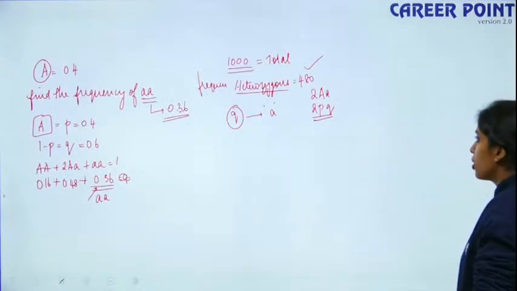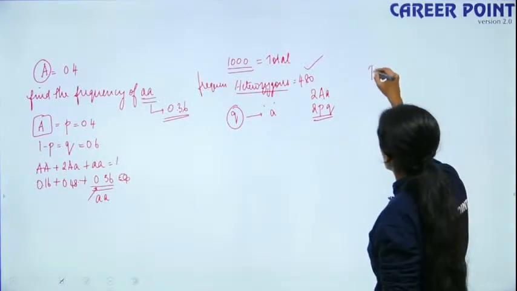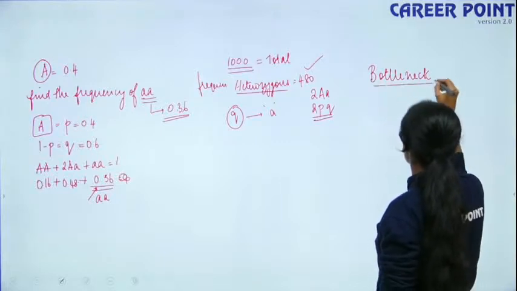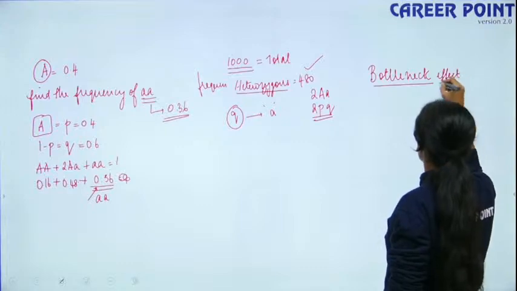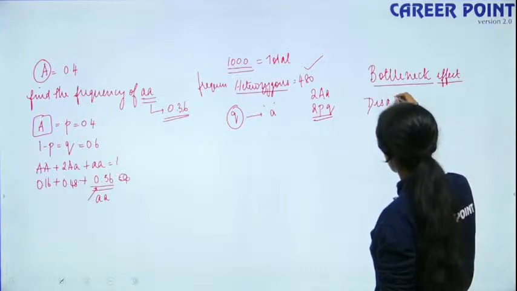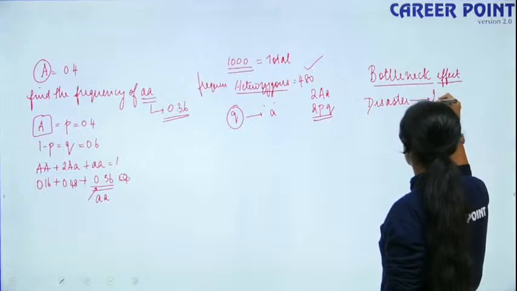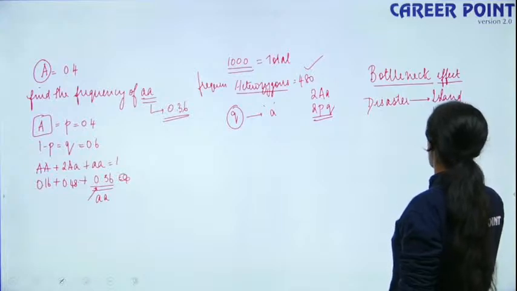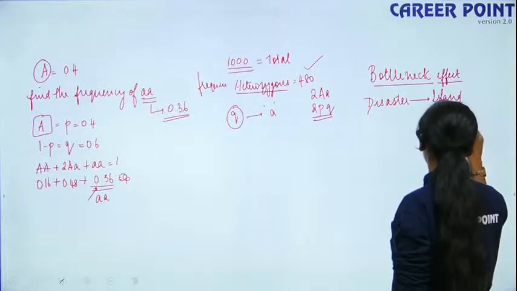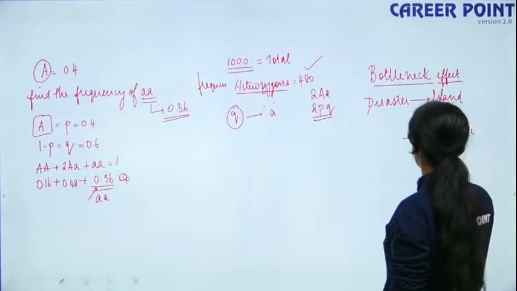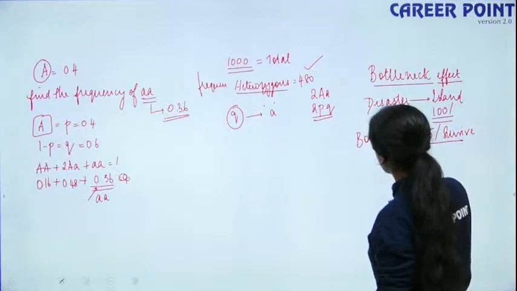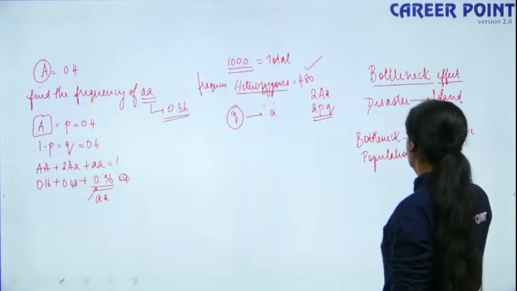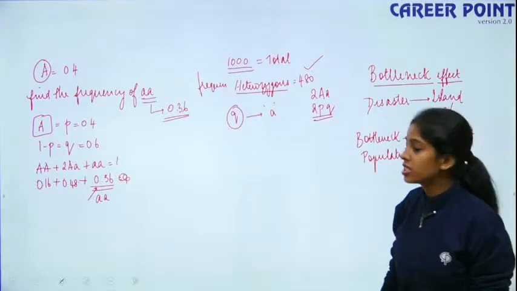Here you have to remember 2 more things. What is bottleneck effect? Suppose there is a natural disaster on an island. Out of the 100% population, only 5% survive this disaster. So this is a bottleneck population.